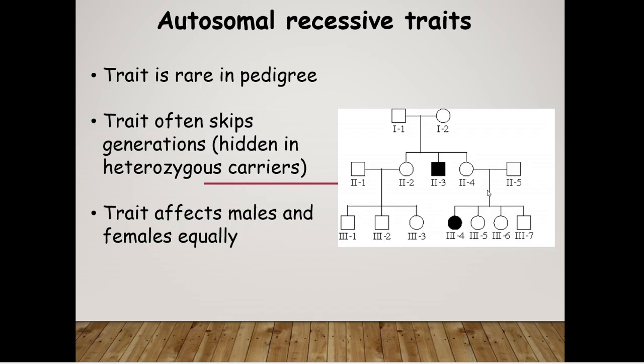And so we would say that some of these are carriers because they don't observe the trait, but they can pass it on genetically. And then the trait affects males and females equally. We have 1 of each.